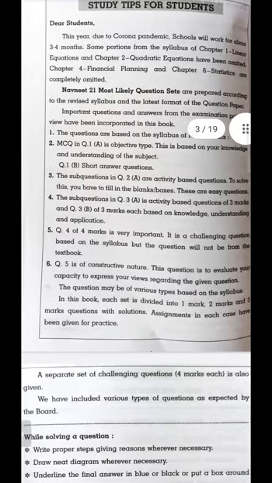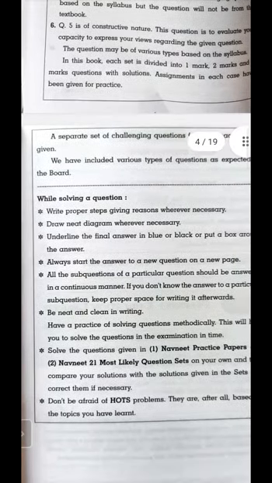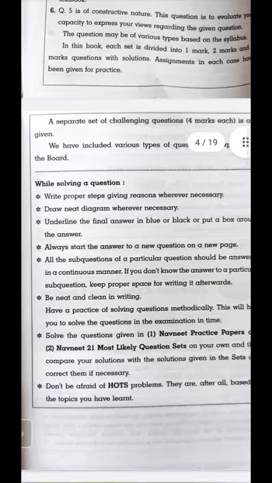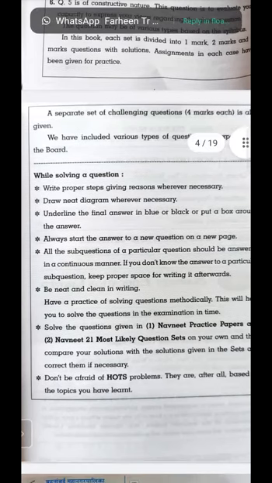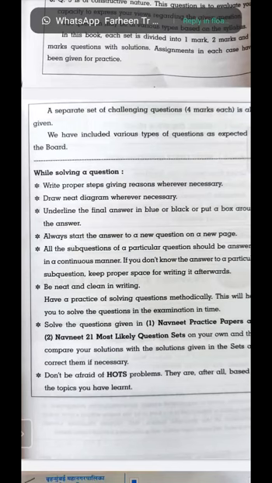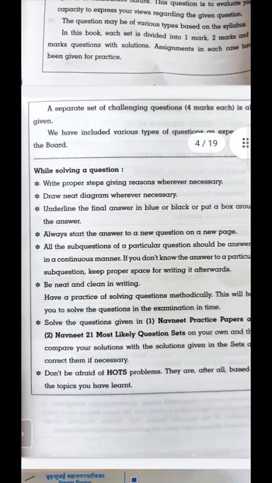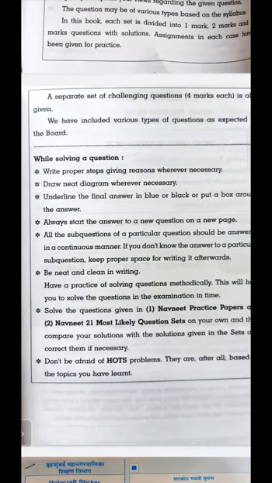While solving a question, what you have to remember is to write proper steps giving reasons wherever necessary. Draw a neat diagram wherever necessary. Underline the final answer in blue or black ink, or put a box around the answer. Always start the answer to a new question on a new page. This you all know. All the sub questions of a particular question should be answered in a continuous manner.